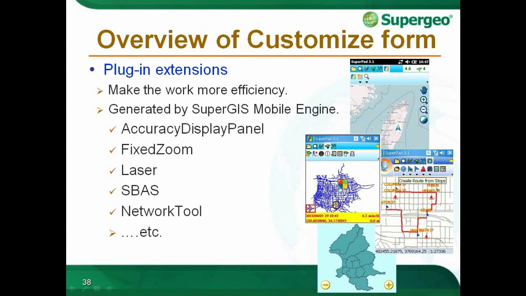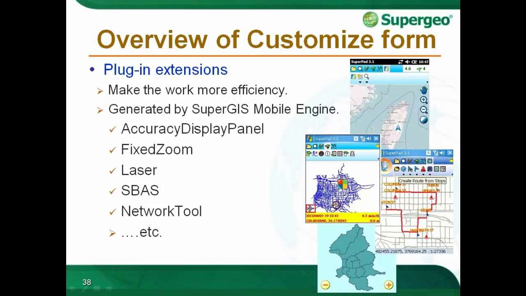Finally, I'm going to briefly introduce the customized plugin extensions. The extensions make your work more efficient, like the Accurate Display Panel add-on. It works together with GPS. As the GPS turns on, the GPS accuracy information will show at the upper right corner on the screen. Or the Spots add-on. It reminds you with a plane icon shown on the map screen when a satellite flies over the current GPS position.